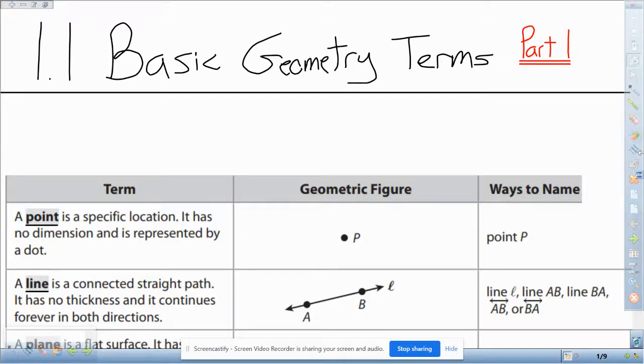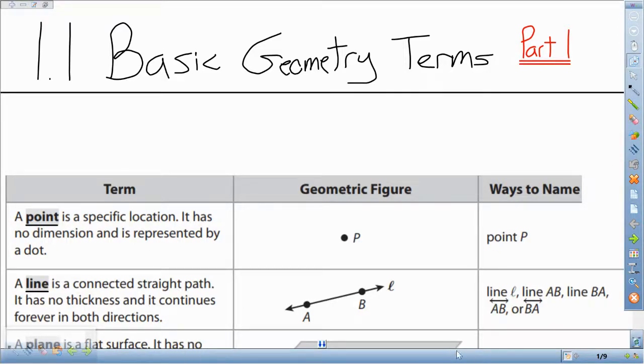Today we're getting into 1.1 Basic Geometry Terms, Part 1. Just a little reminder on notes. Make sure you're doing these notes on a separate sheet of paper. They will be turned in at the end of the triad, and you will also be able to use them on your test and quizzes.